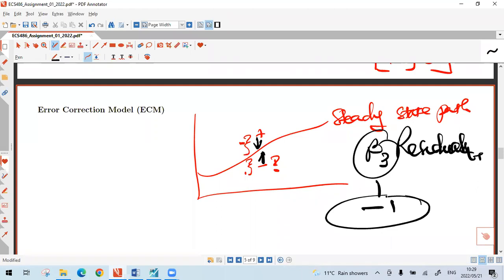I'm repeating this. It's like I'm laboring the point. Why? Because I know as we go down there, when we are actually evaluating our ECM, these are the things we'll be looking at. Let's look at the coefficient of residuals. Is it negative? Is it significant? If it's like that, we are happy. We know that if there's a shock, our model will be able to go back to equilibrium. That's why I was laboring the point.